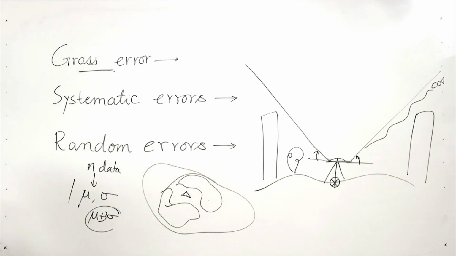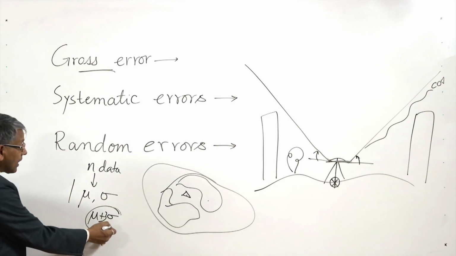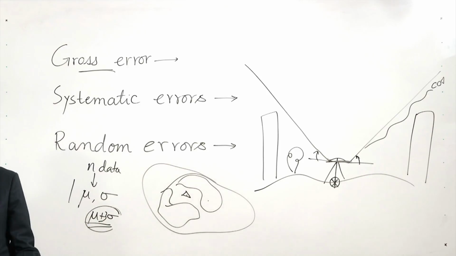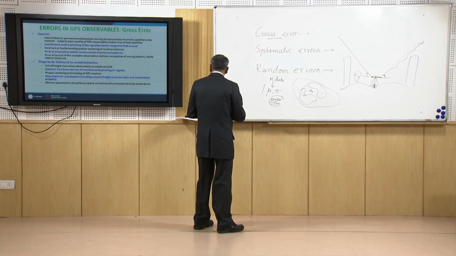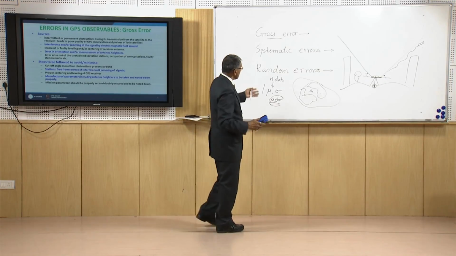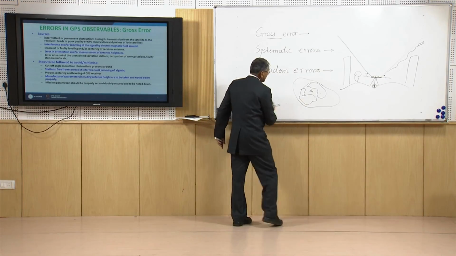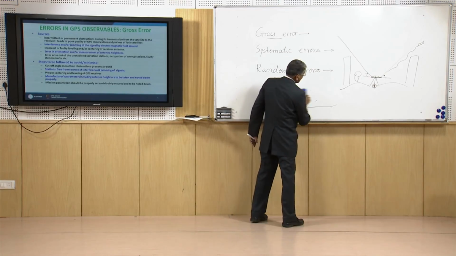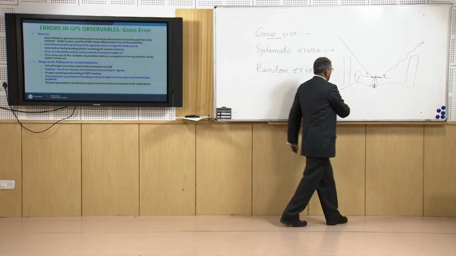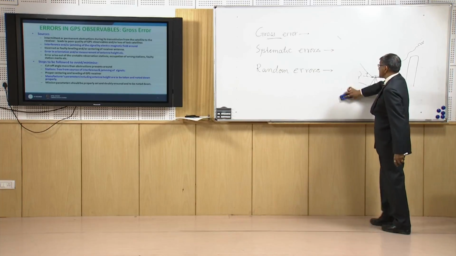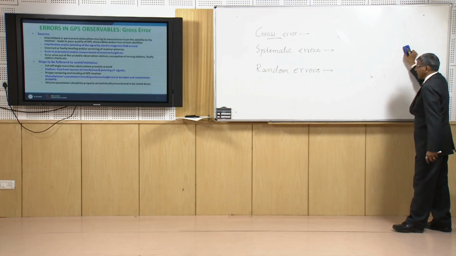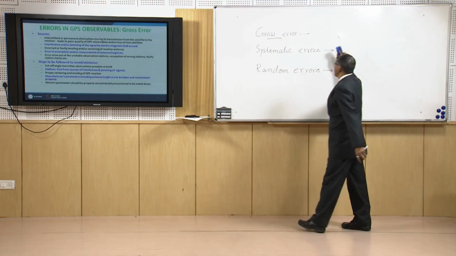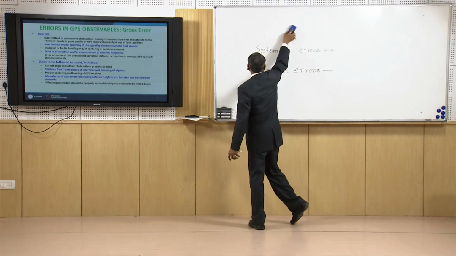That means, if the observations are within mu plus minus 3 sigma, then we can say that the observables are free from gross error. This is a very simple test, and there may be so many other, better statistical tests which will provide us an indication about the presence or absence of gross errors.